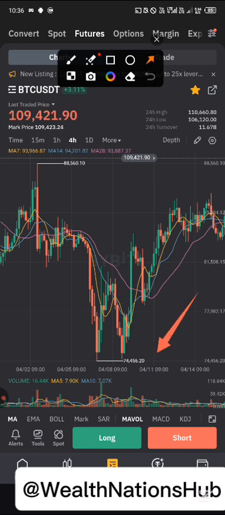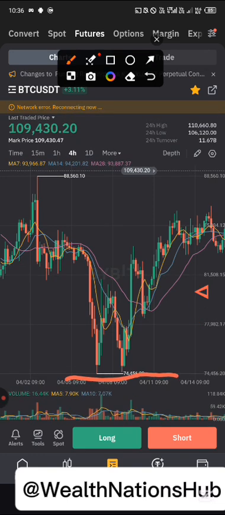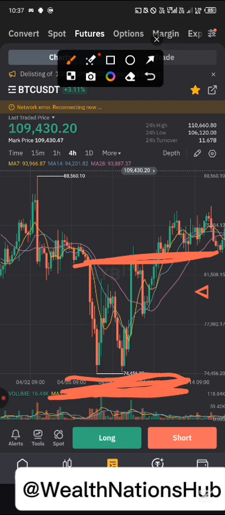Now when you enter a long trade at this particular double bottom here, what do you do in terms of your stop loss? You are going to set your stop loss a little lower here, and then maybe your take profit somewhere about there.